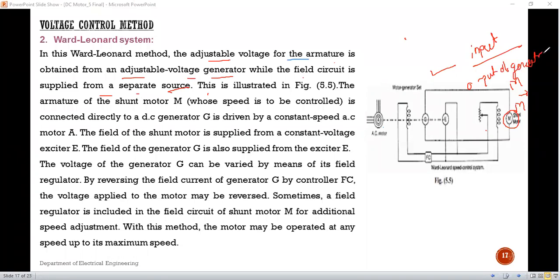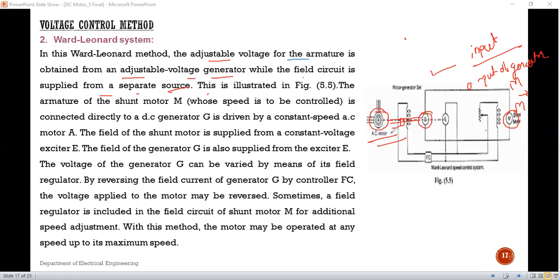जे जनरेटरचा आउटपुट असेल, here see here it is one of the generator is used, and here it is one of the AC motor is used. Here it is AC motor. Now this generator is directly coupled to the top AC motor. हे AC motor ला direct coupled आहे.